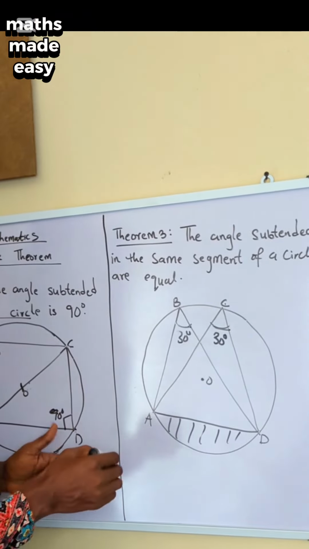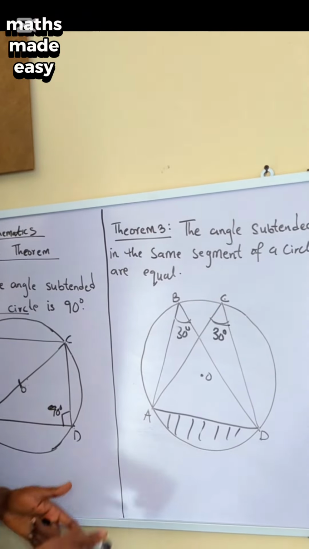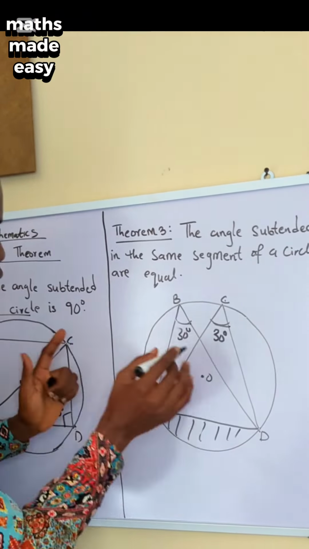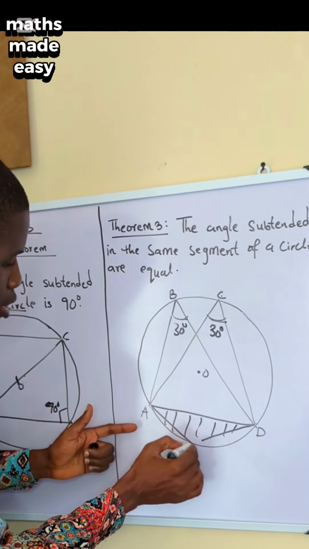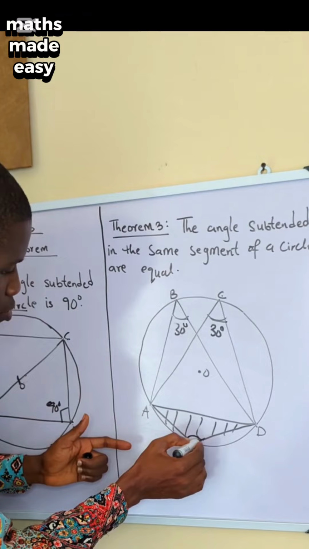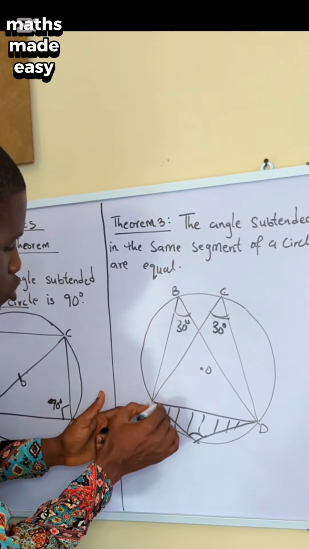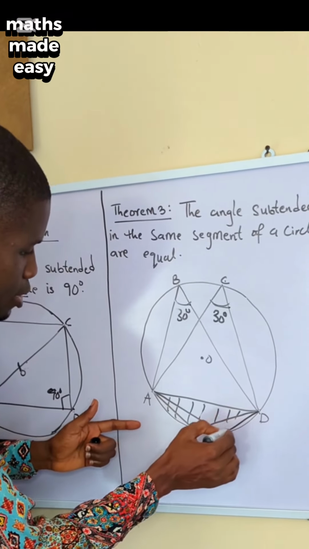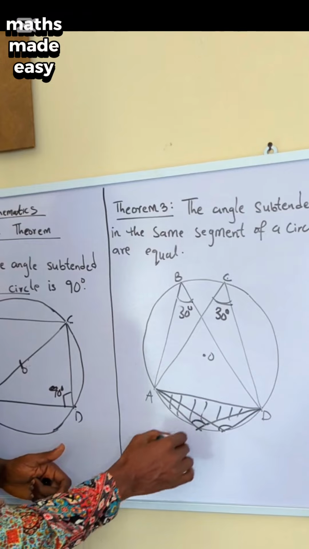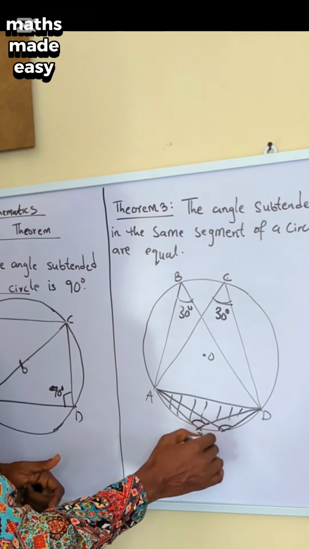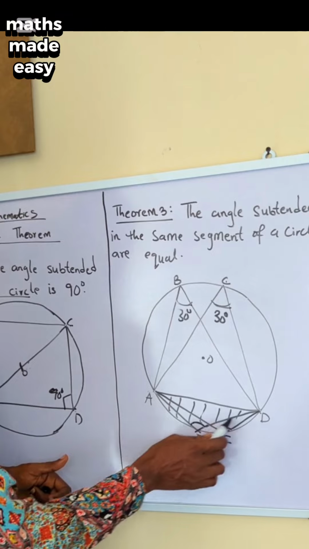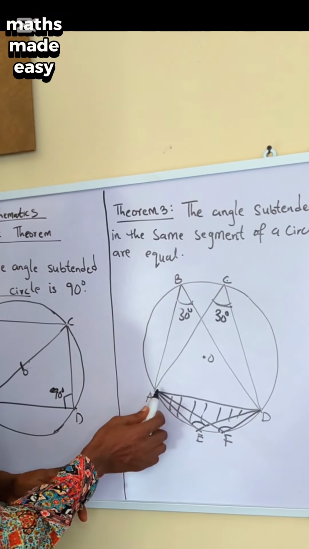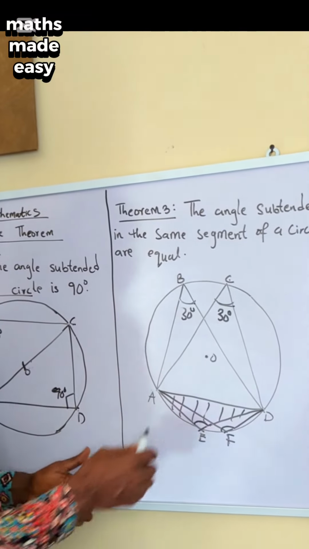You can also see theorem 3 in the minor segment. Assuming you form an angle from A and D in the segment, and another angle also from A and D in the same segment. Let's say that here is E and here is F. So in this case, angle AED will be equal to angle AFD.